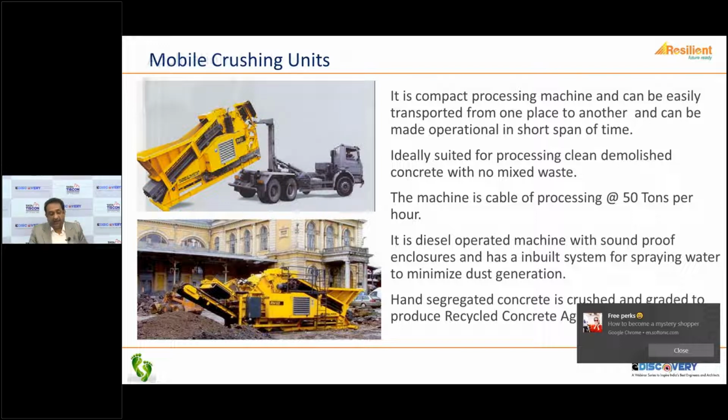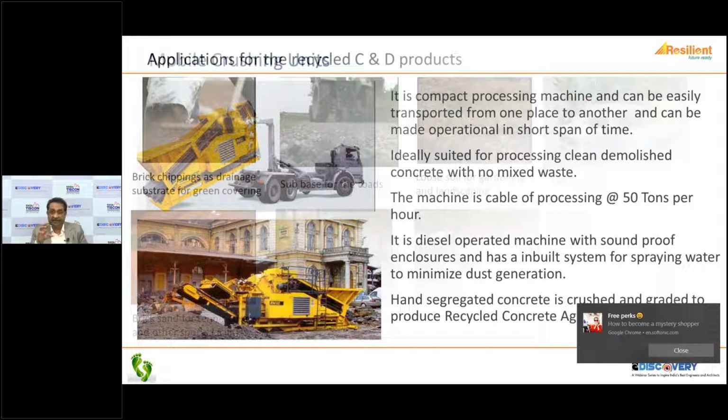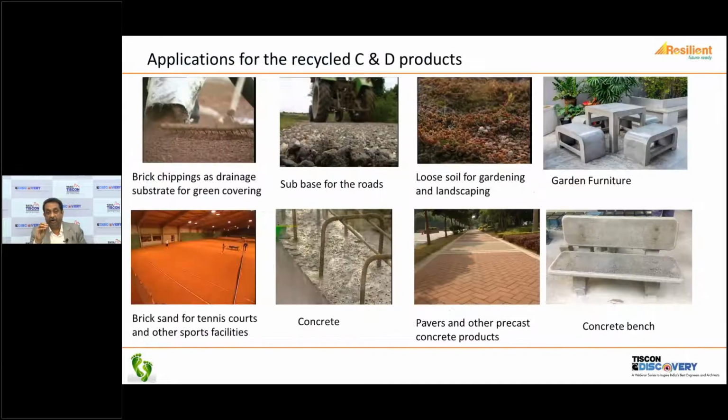Let's look at what are the applications of these products. Like I said earlier, you have something around 27-30% of concrete aggregate products that can be used in concrete. But a large amount of material are like loose sand. You have material like the mixed brick bats. So where do we use? Brick chippings is a very good drainage substrate for a green covering. So if you are developing a lawn or a park and you want the water to be drained back to the groundwater, then you can use brick chippings as a drainage substrate.